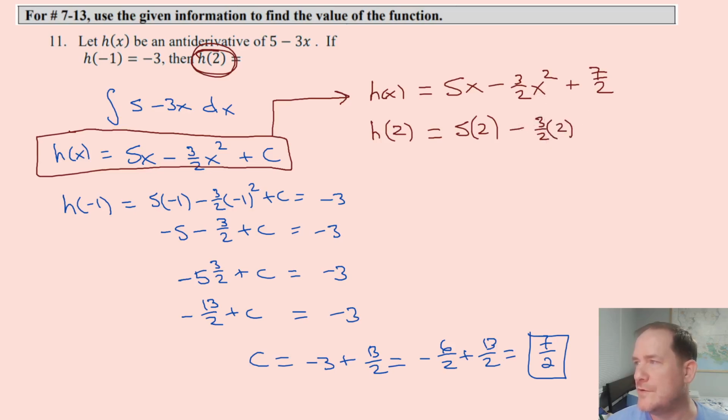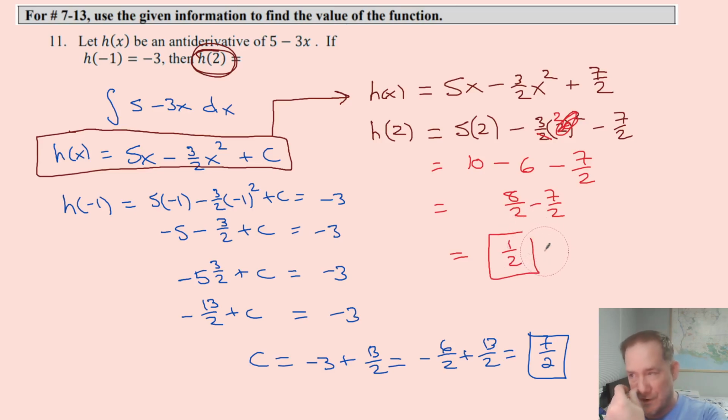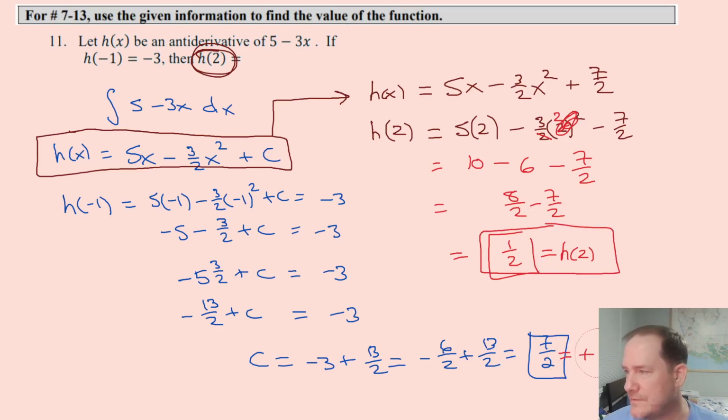minus 3 halves times 2 squared plus 7 halves, which, if we start to simplify, is going to be 10 minus, this guy squared is 4, and 2 goes into 4 2 times, and 3 times 2 makes 6, plus 7 halves. So 10 minus 6 is 4, aka 8 halves, and with the 7 halves that seems to leave us with only 1 half. So the final answer to the question is this thing here. This is what h of 2 is. Remember, this guy down here was just what the plus c was, so we don't really care about that anymore. But that's the answer for 11.